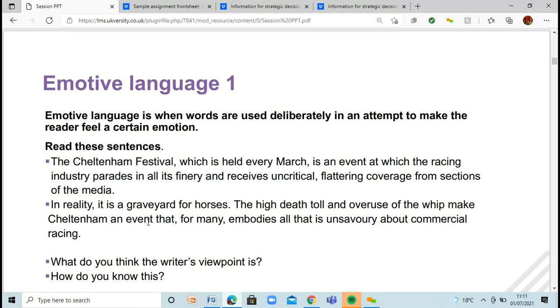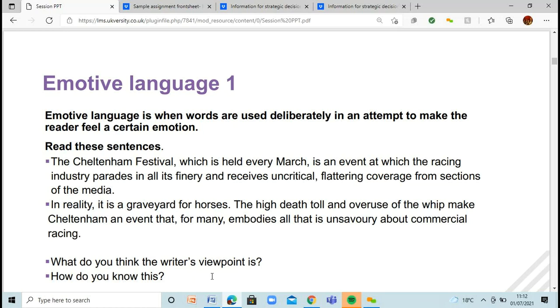I'd say that they don't like it because they're saying that every year this festival happens and it's always shown in a good way. It's shown like, oh, this is brilliant, it's fantastic. Look at all these fancy horses doing races. They look so nice. But in reality, what this person is saying is that I don't like this race because lots of horses are dying, they're getting beaten up with whips, and it's not a nice festival. So she or he thinks that it's a bad idea.